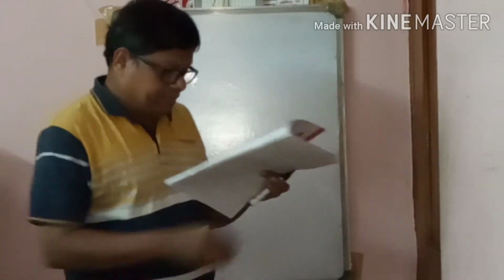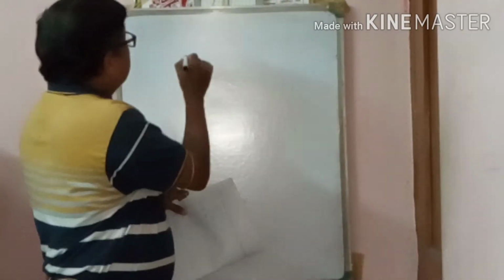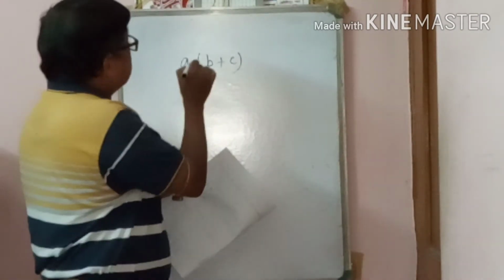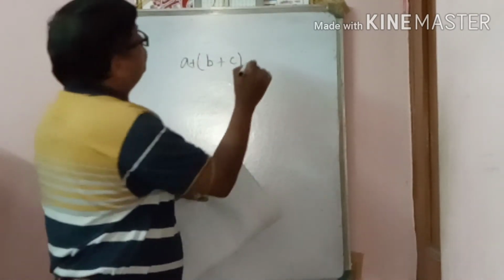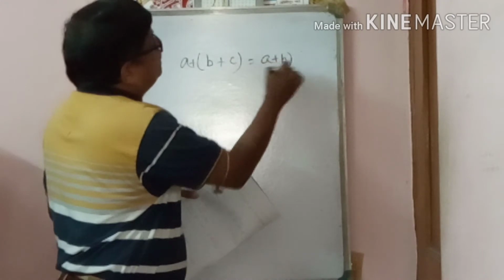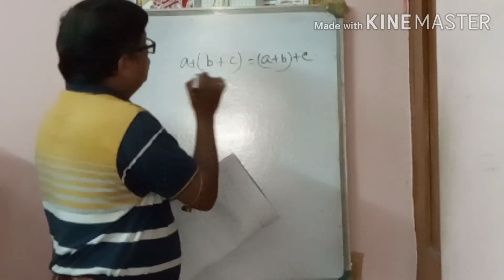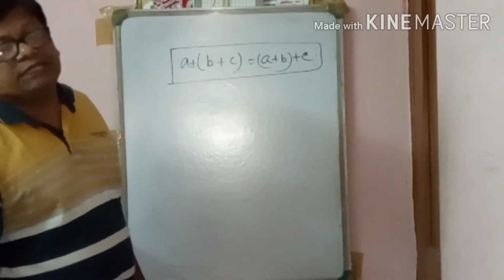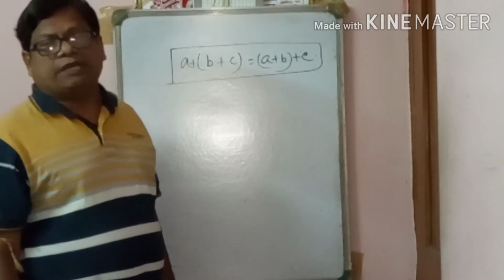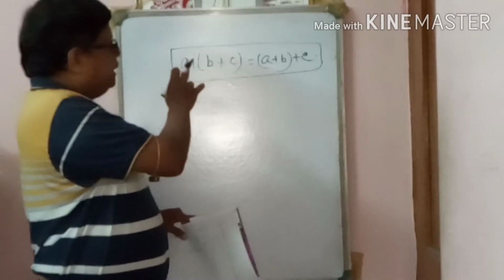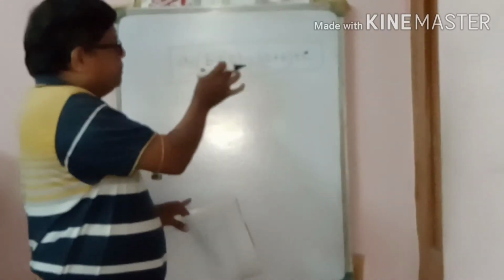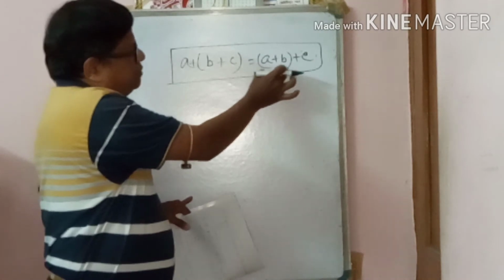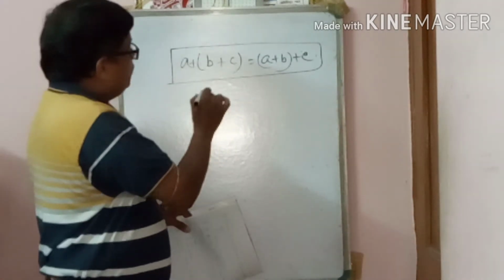One property is there: A into (B plus C) equal to A into B plus A into C. So this property is known as distributive property. Okay. A plus (B plus C) equal to (A plus B) plus C. So this property is known as associative property. Okay.